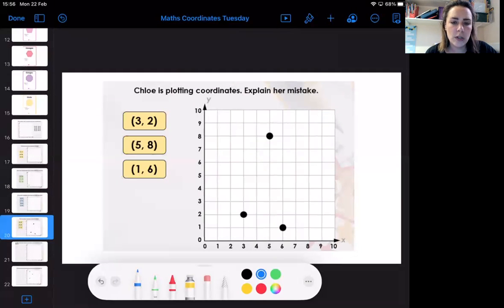Chloe is plotting coordinates. Explain her mistake. So you need to look at each point and see the coordinates and see whether they're correct or not.